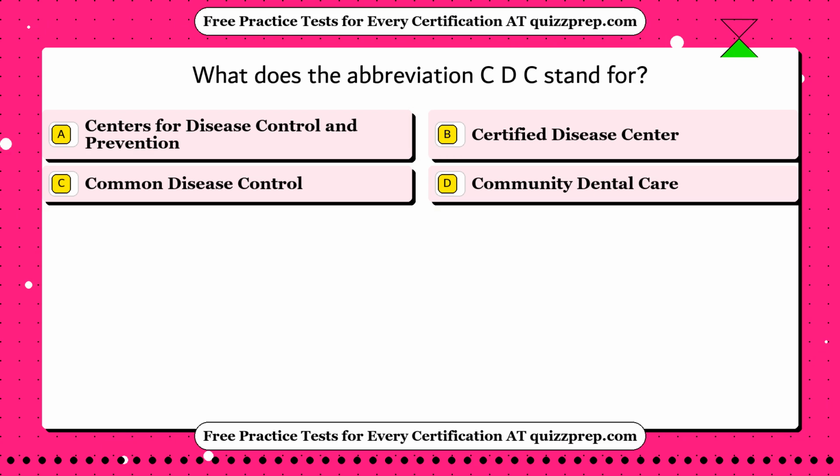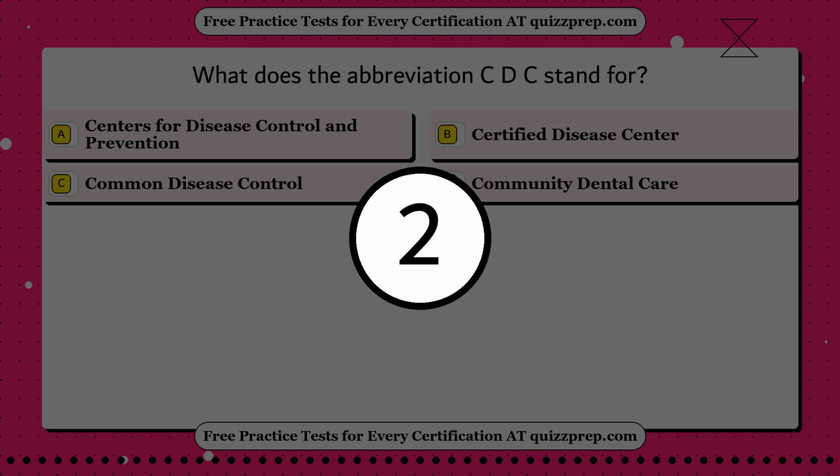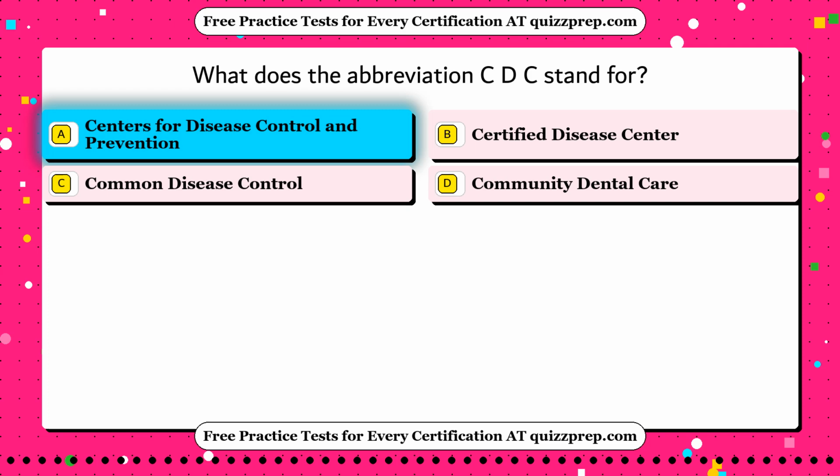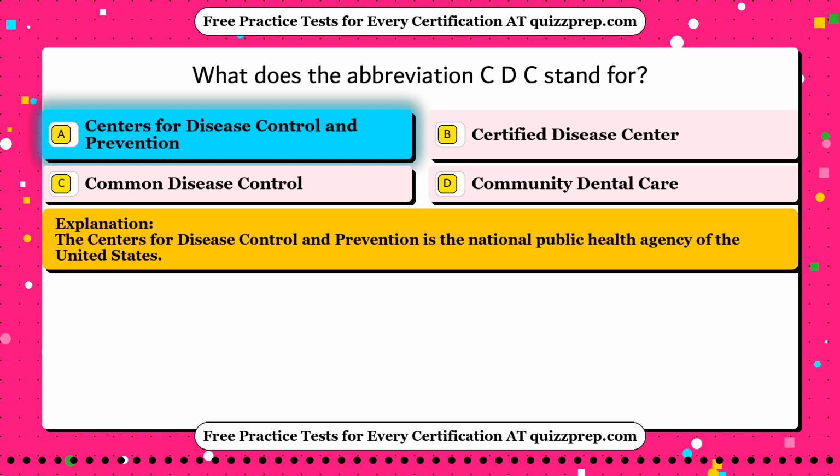Question 25. What does the abbreviation CDC stand for? Option A, Centers for Disease Control and Prevention. Option B, Certified Disease Center. Option C, Common Disease Control. Option D, Community Dental Care. The correct answer is option A, Centers for Disease Control and Prevention. The Centers for Disease Control and Prevention is the national public health agency of the United States.